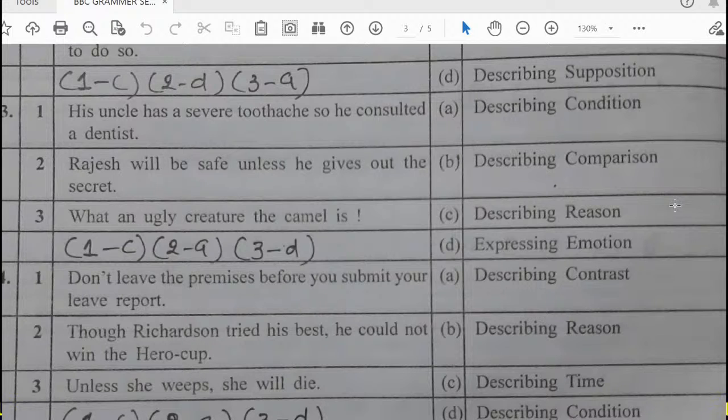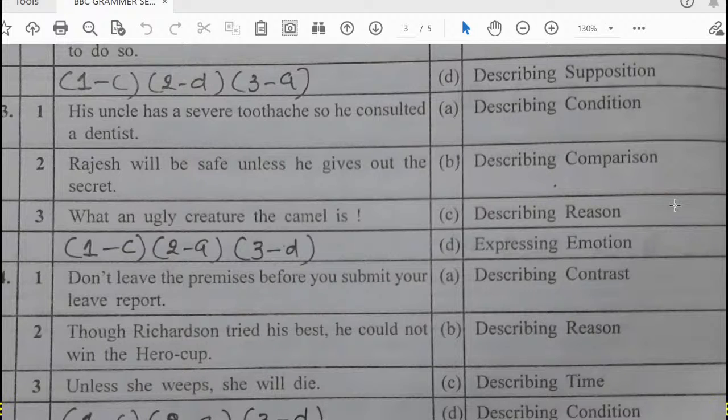Second sentence, though Richardson tried his best, he could not win the Hero Cup. Say the sentence again. Though Richardson tried his best, he could not win the Hero Cup. As there is use of though, it will be connected with describing contrast, our option A. So the second sentence will be connected with option A, describing contrast.